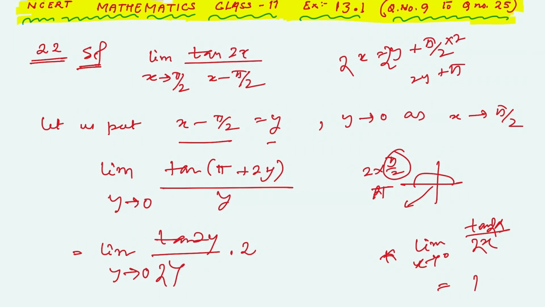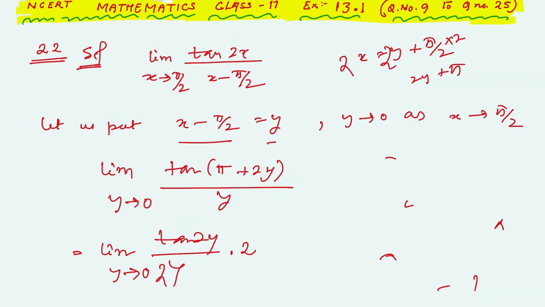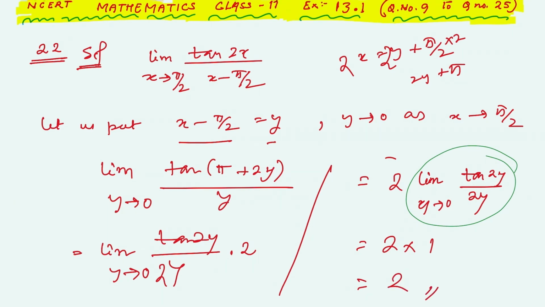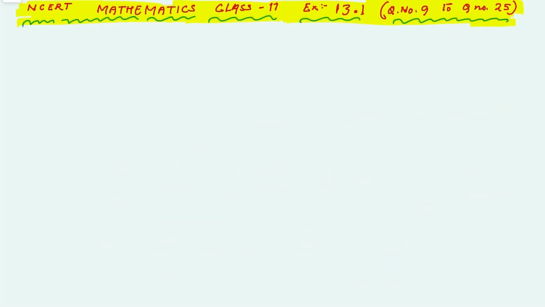Let me clean this side. Next we can write 2 times the limit of tan twice y by twice y, as y tends to 0. That's why 2 into, and the value of this part is 1, so 2 ones are 2. So this is our answer. That's how we can solve question number 22.